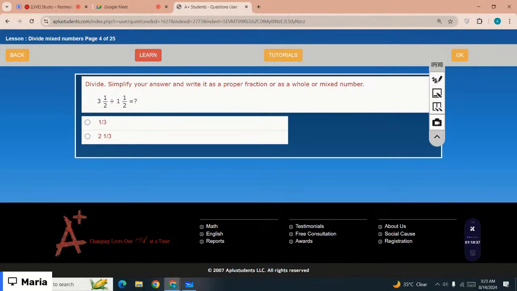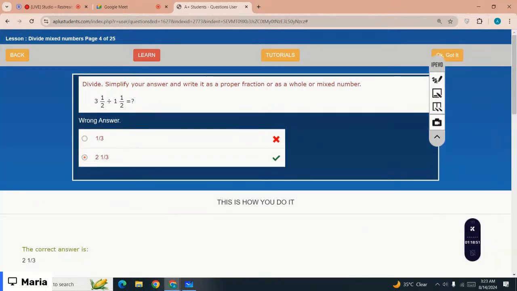So which is the correct option? No one uses their notebook and does the question, right? I think that would be 1 by 3. I'm also making a guess. That's not 1 by 3. 2 whole 1 by 3 is the correct option. Got it? Okay.